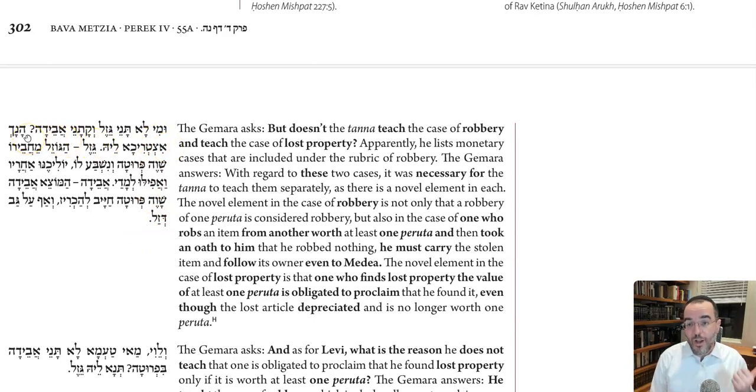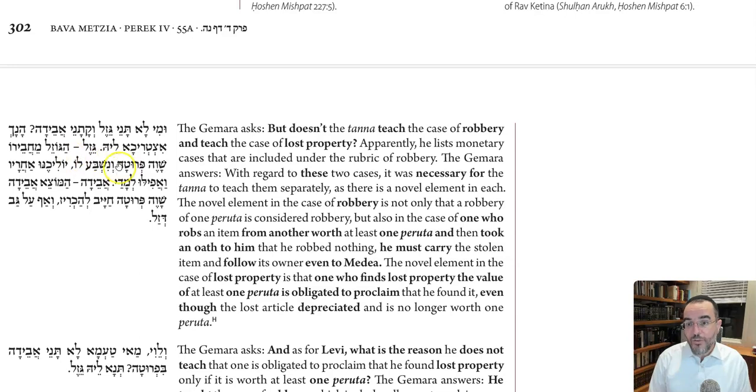And now we ask, how come our Mishnah listed robbery and also lost property? Isn't it basically the same thing? If I don't give you back property that I should give you, then I'm stealing it. We need both of these to be mentioned, because each of them has a chidush.